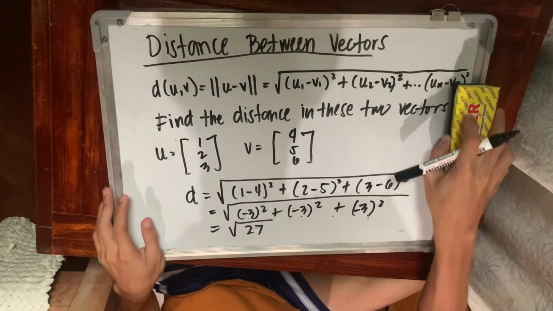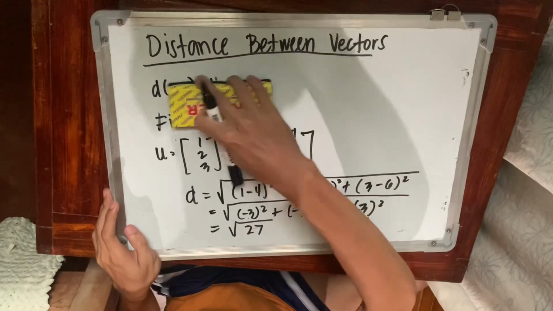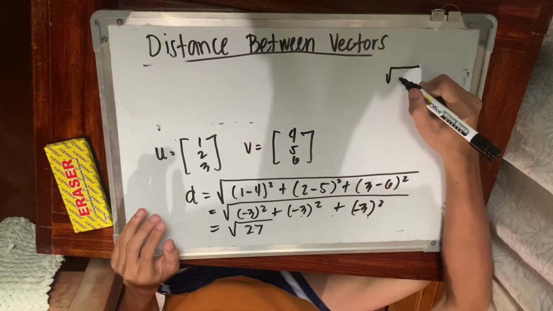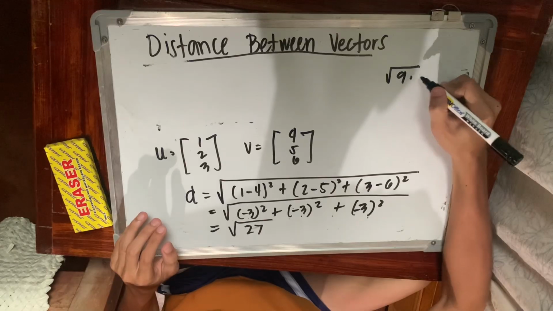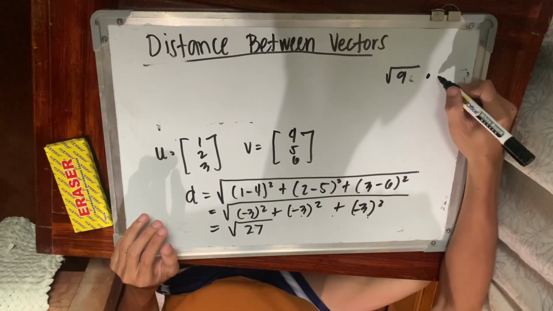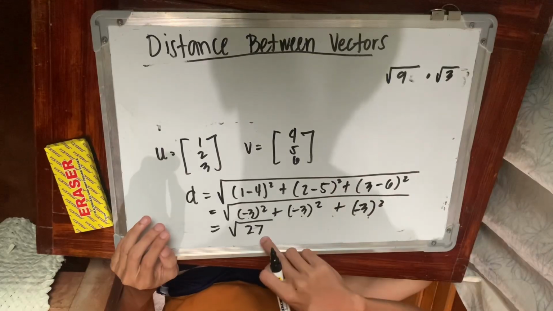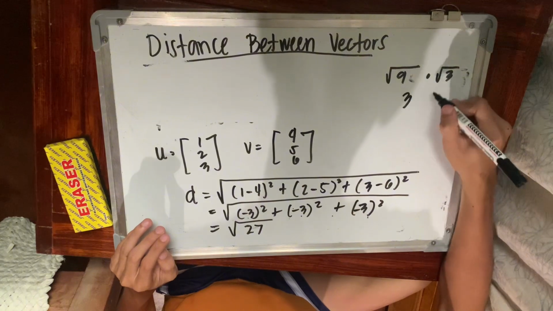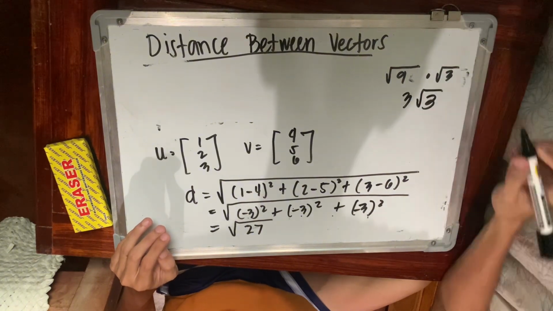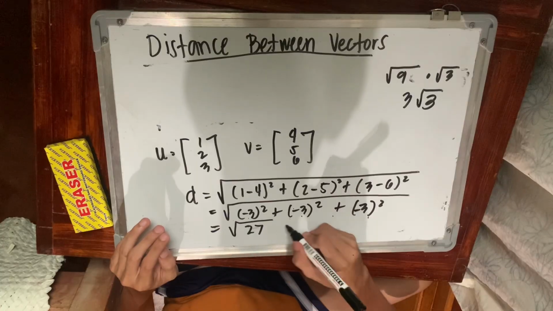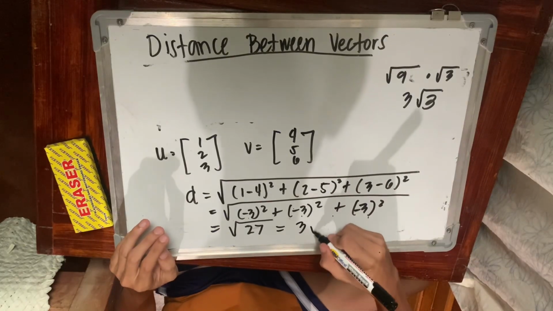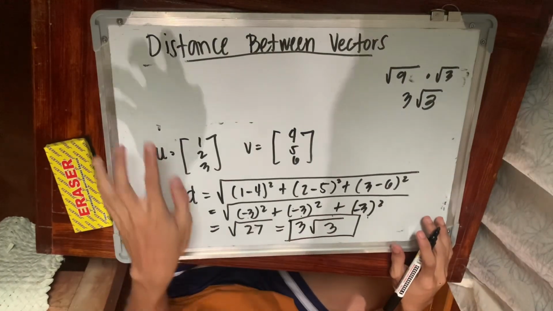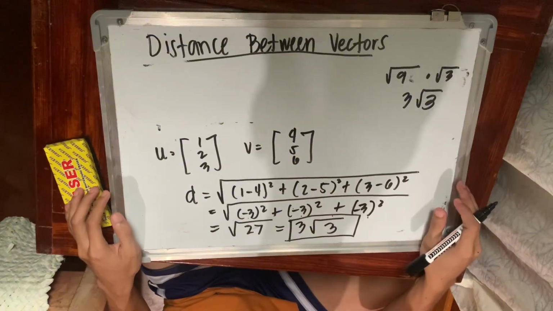To simplify the square root of 27, it is just like 9 times 3. So 9 times 3 is the same as the square root of 27. Then the square root of 9 is 3, times the square root of 3. So the final answer is 3 square root of 3. So this is how to find the distance between two vectors.